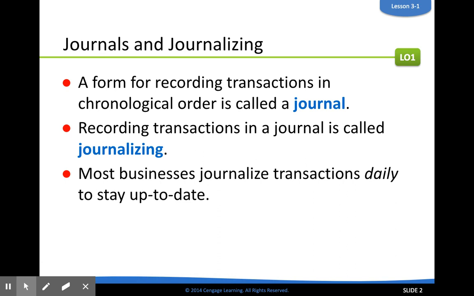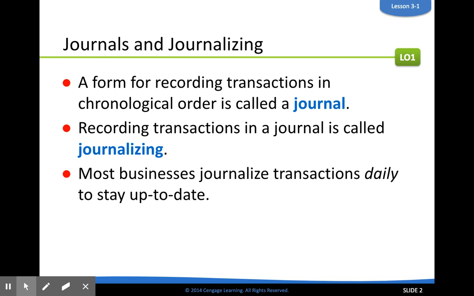A journal is a form that you fill out to record transactions in chronological order. So we're not using T-charts anymore. We're going to be using a journal. When you're actually recording transactions in a journal, that is called journalizing. So the bullet point that says where can we find all of our account names and numbers, that's a chart of accounts. That's not going to go away.